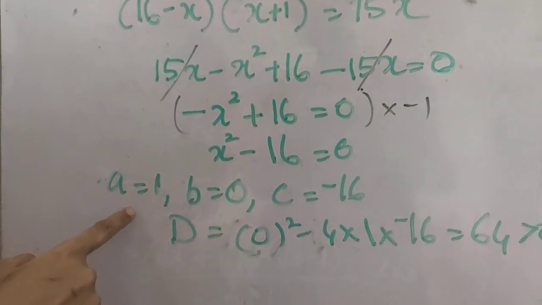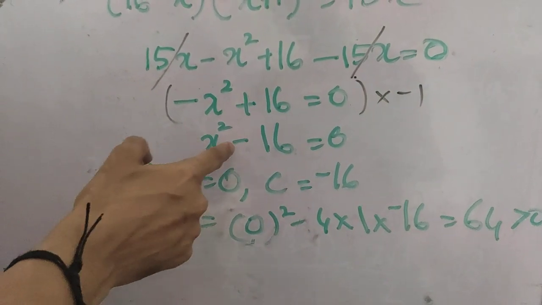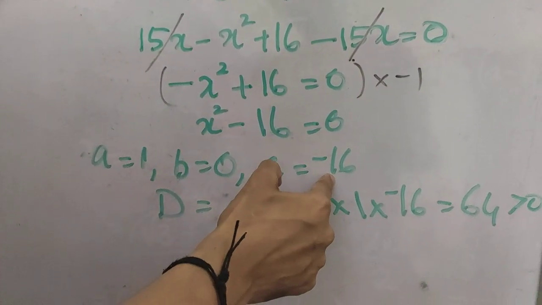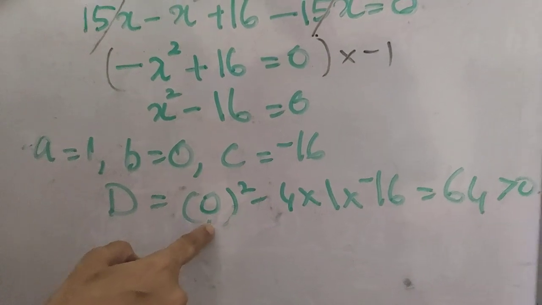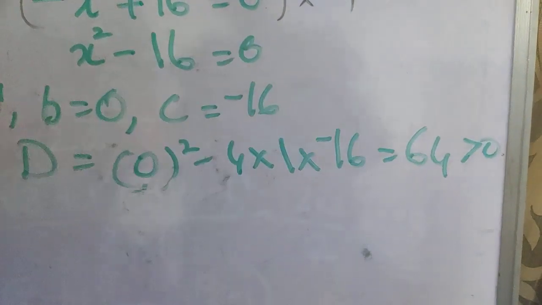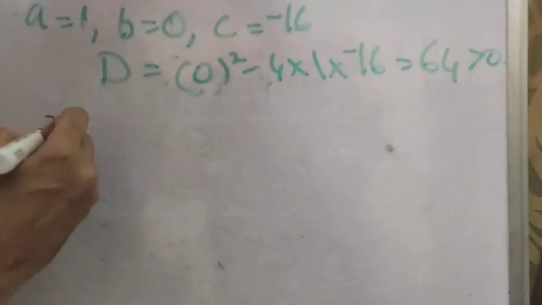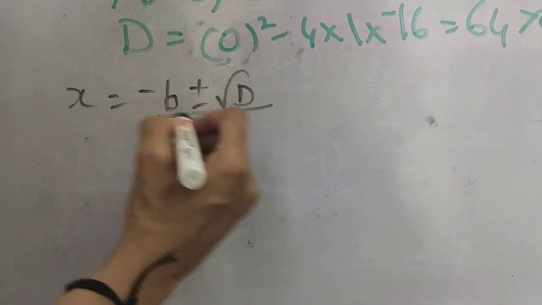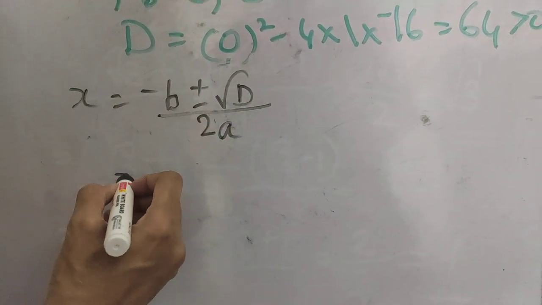Now let me see the values of a, b, c. A is 1. There is no x term. That's why b is 0 and c is minus 16. So discriminant is 0 square minus 4 into 1 into minus 16, which will give you 64. It is definitely greater than 0. Shall we find out the values of x? Minus b plus or minus root d by 2a.